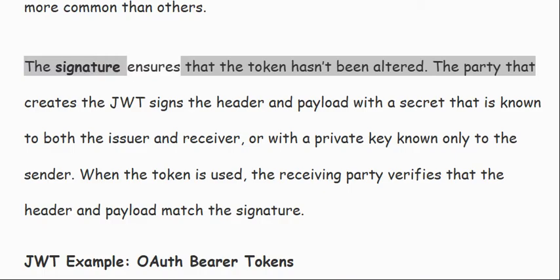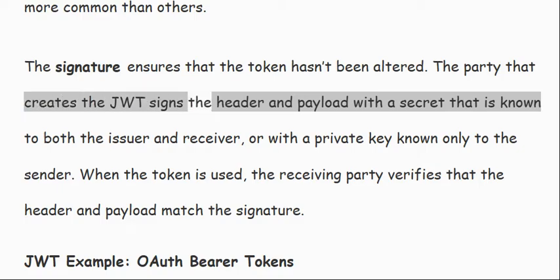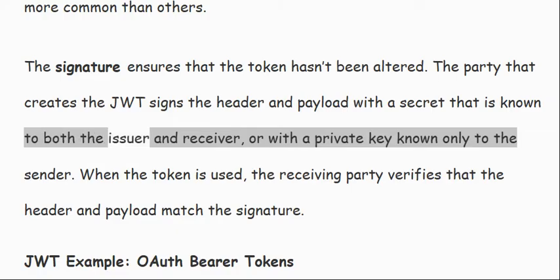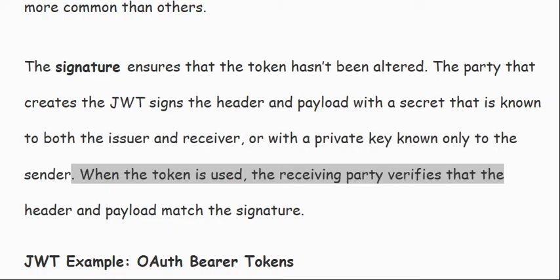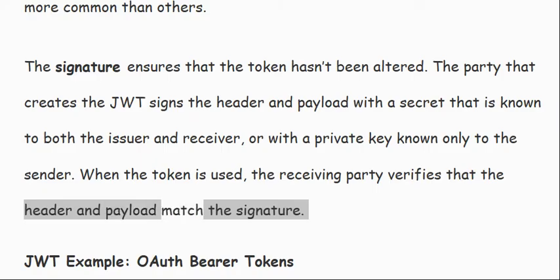The signature ensures that the token hasn't been altered. The party that creates the JWT signs the header and payload with a secret that is known to both the issuer and receiver, or with a private key known only to the sender. When the token is used, the receiving party verifies that the header and payload match the signature.